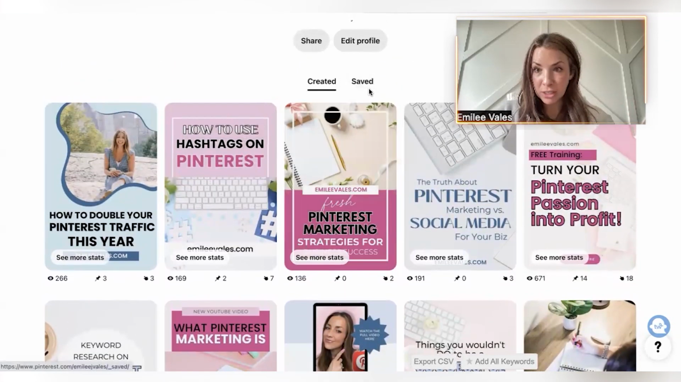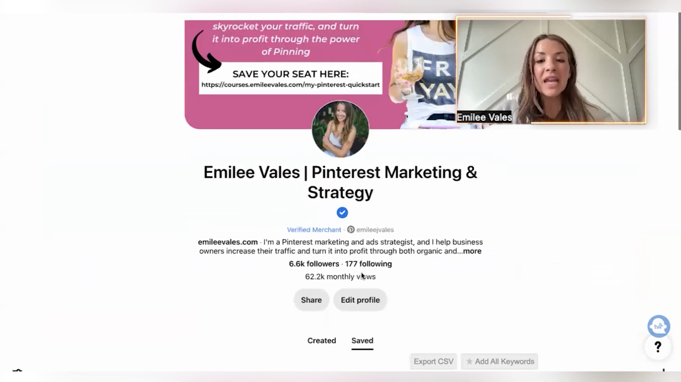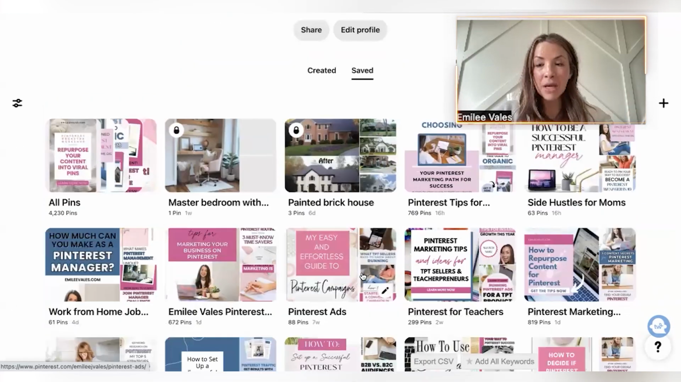In order to look at my Pinterest boards, I'm going to click on Saved. Now, as a quick recap, your boards are essentially your content buckets. So your boards are housing your core content.